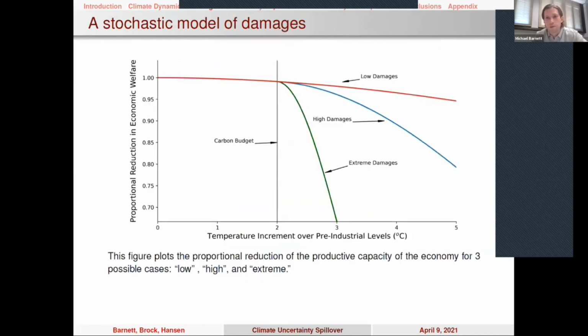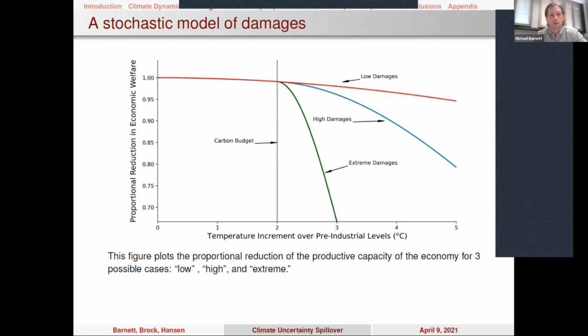Now, the second key component of our model and the third uncertainty component that we're going to be thinking about relates to these economic damage functions that I mentioned previously. Here, we're showing the 3 damage functions that we're going to use in our analysis. We aren't necessarily tied to these as being the true damage functions that exist, but they're going to be very useful for illustrating the impact of uncertainty.